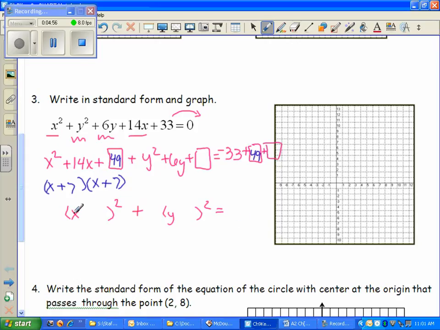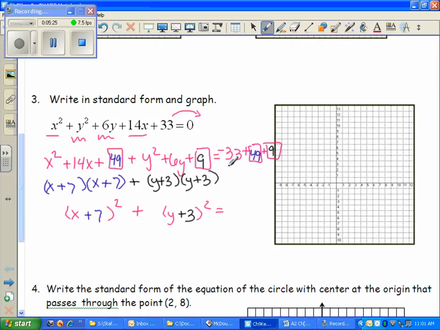Now in this box we're just going to rewrite it as x plus 7 squared. For the y's, I need to do the same thing, 2 sets of parentheses, y and y. Half of positive 6 is positive 3. 3 times 3 is 9. So in this box, we'll put a 9. And in this box, we'll just put the plus 3.